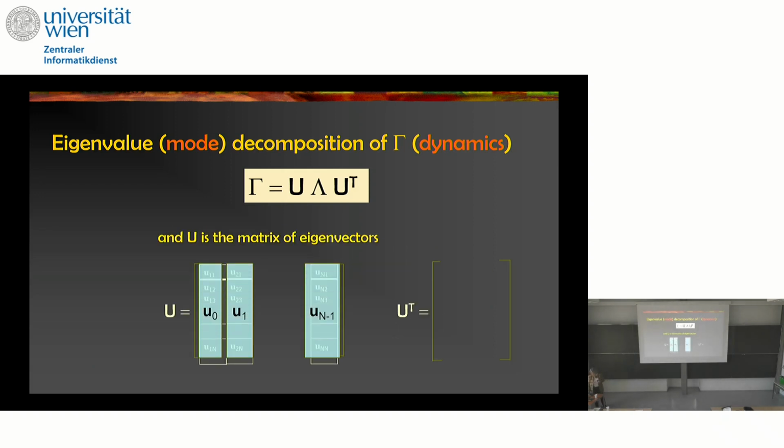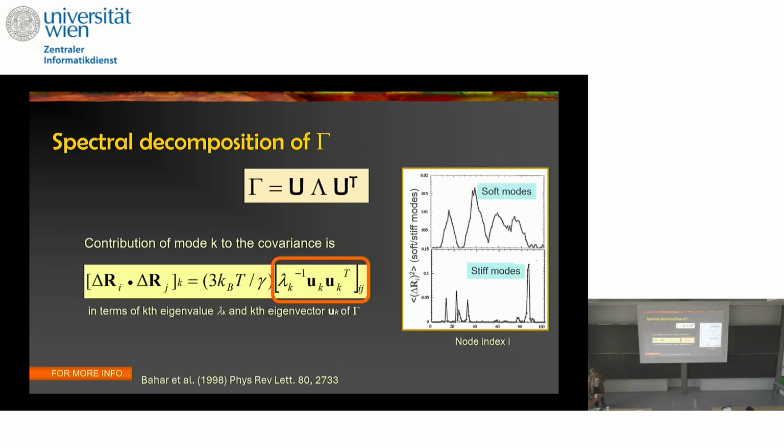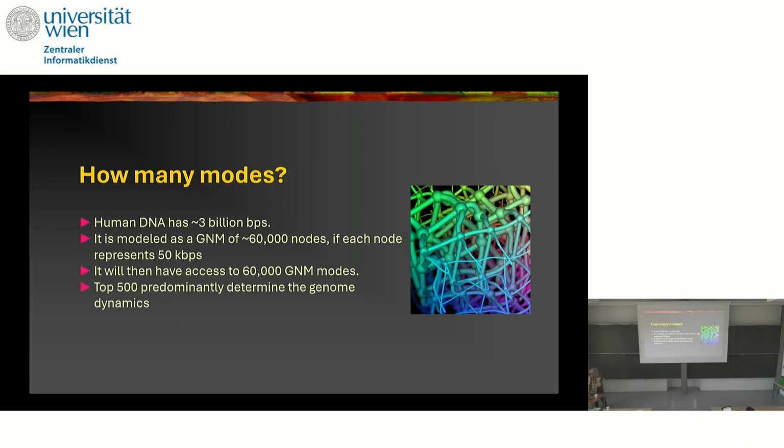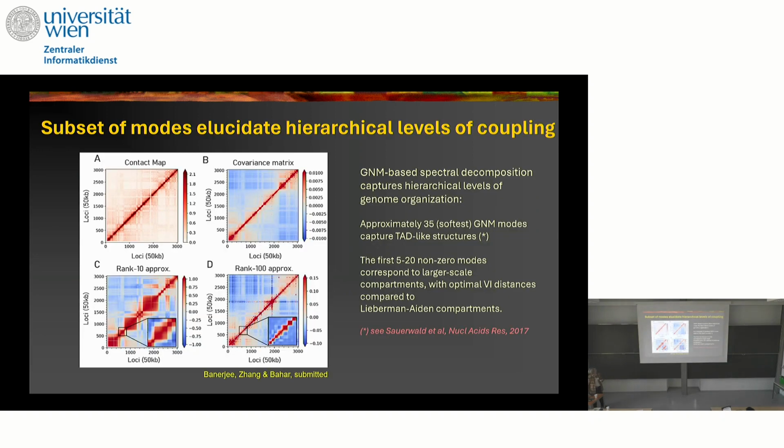I'm going to skip this mathematical part to get to the interesting biological part. But the idea is normally, for 3 billion base pairs, you would have 60,000 nodes if you were using 5 kilobase pairs. Now we are doing the calculation for the entire chromatin, and we have seen that the top 500 modes are sufficient to represent the entire behavior.